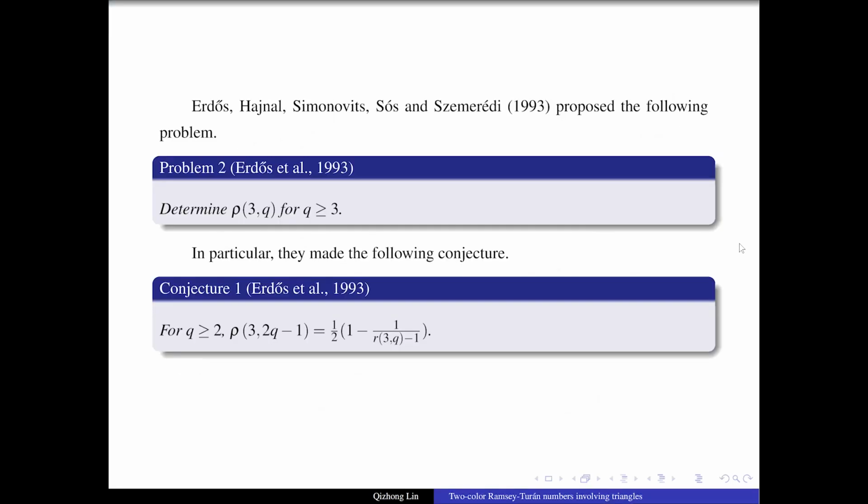However, it is much more difficult to determine the multicolor Ramsey-Turán density. Erdős, Hajnal, Simonovits, Sós and Szemerédi proposed the following problem.